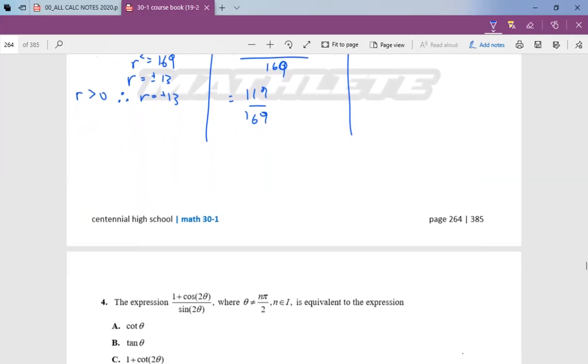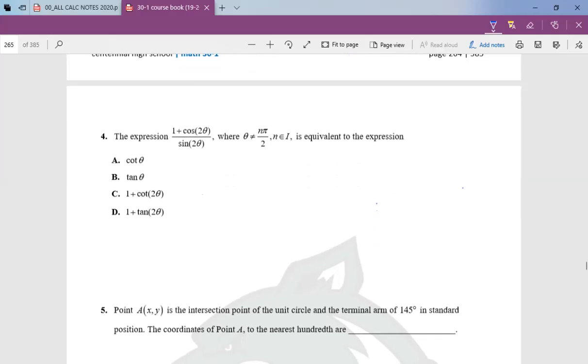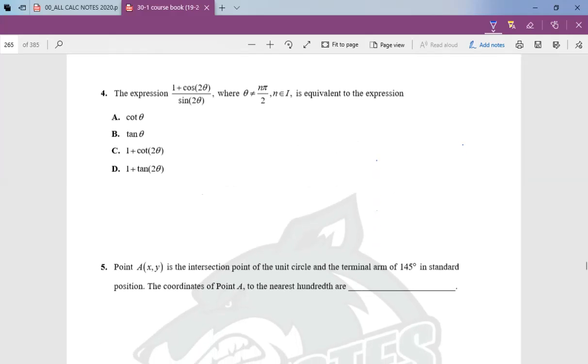Moving on. Question number 4. We have an expression, 1 plus cos 2 theta over sine 2 theta. We want to simplify this and say which it's equal to. Whenever we see a question like this, we have this expression, and then it says where theta is not equal to n pi over 2, where n is an integer.